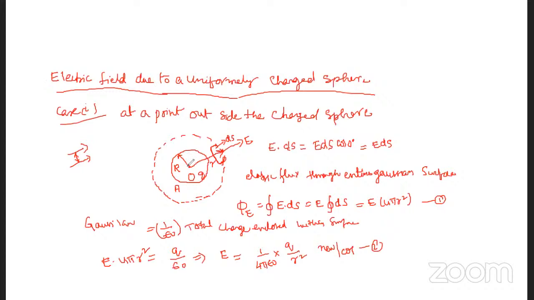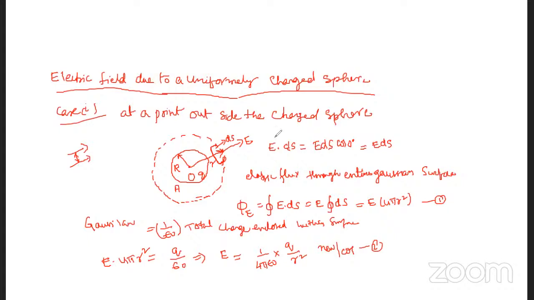See here from this figure. This is what we have seen now. One minute, I'll change this color. Okay, so here we have taken the charged sphere, which has a radius of r, and we have taken a point P outside of the sphere, located at a distance of r. Now, the second case: at a point on the surface.